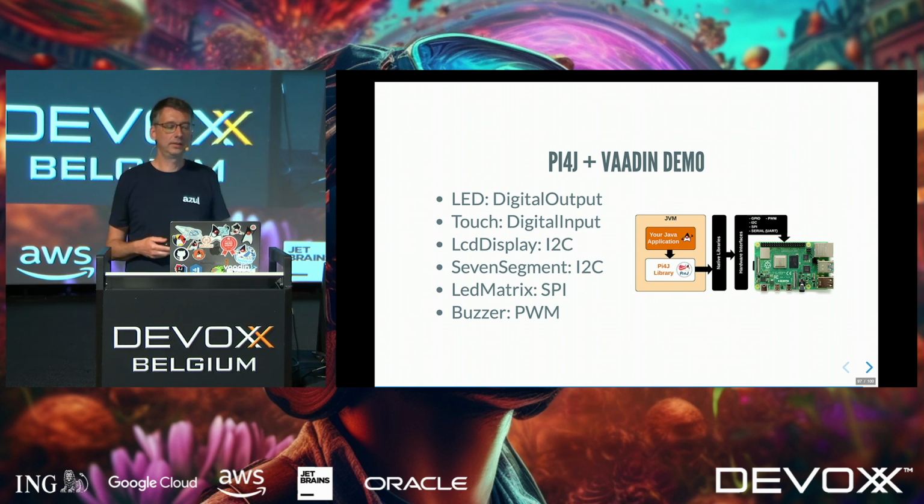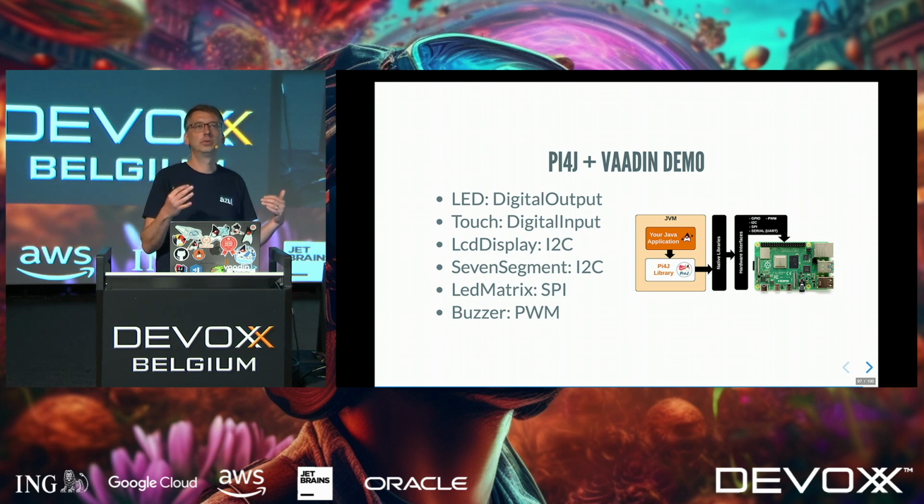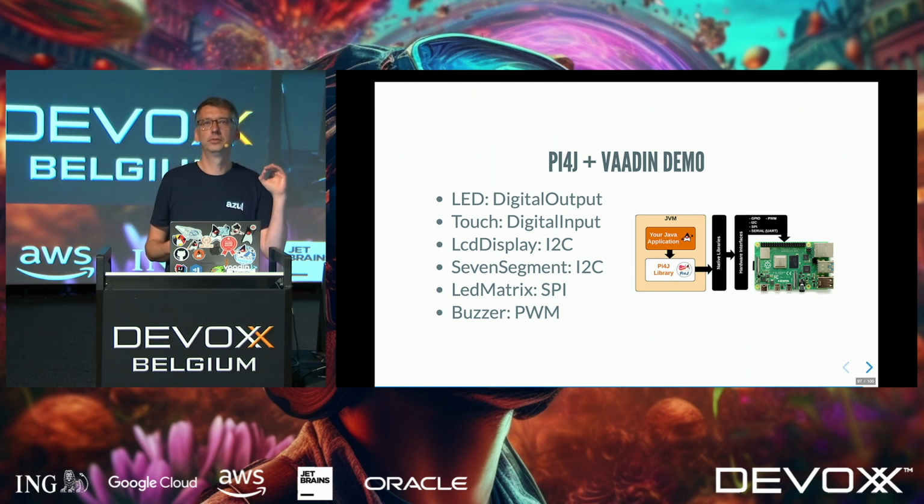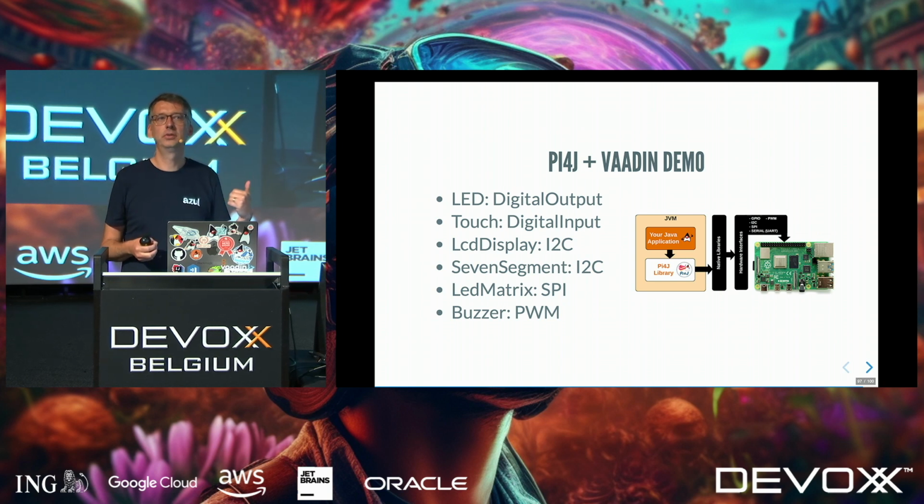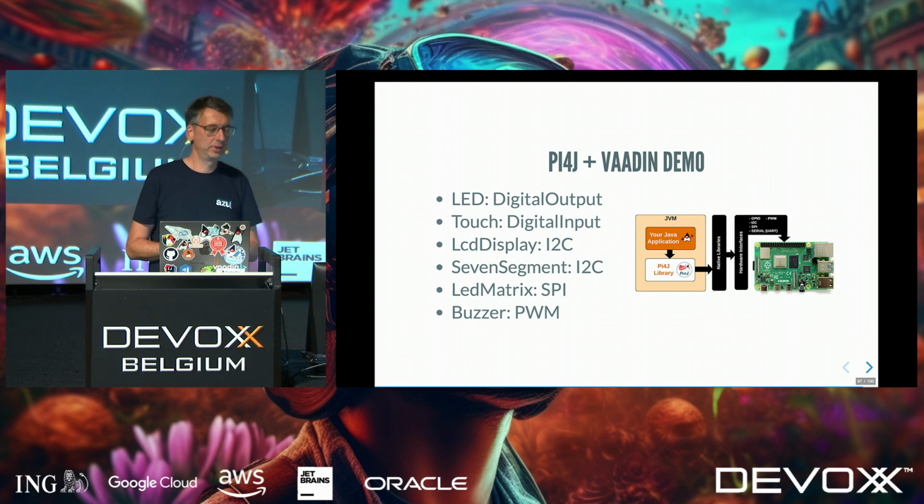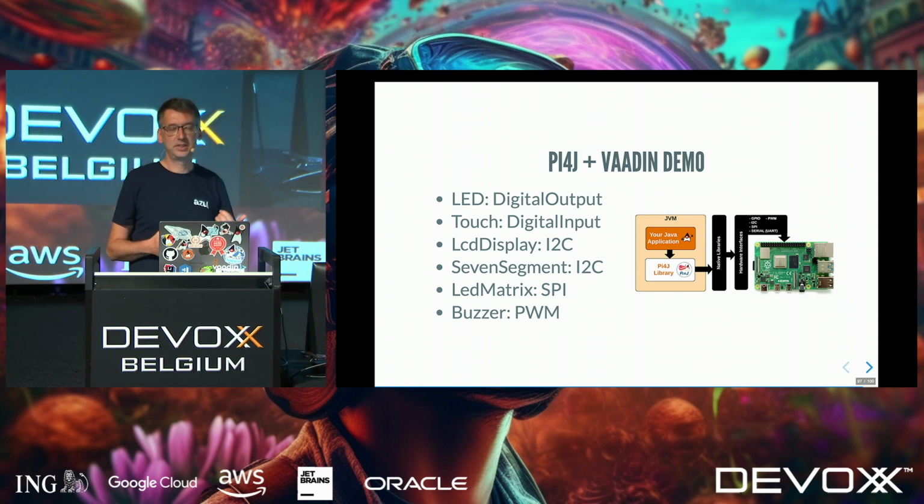Now, in this little demo, I wanted to combine several types of protocols of how electronic components are controlled. So a LED is a digital output. It's just putting something on and off, true or false. The same for the touch digital input, a button. It's either pressed or not pressed. So that's again on and off. But then you have these other protocols like I2C, SPI, PWM. Those are different ways of controlling or talking to electronic components.